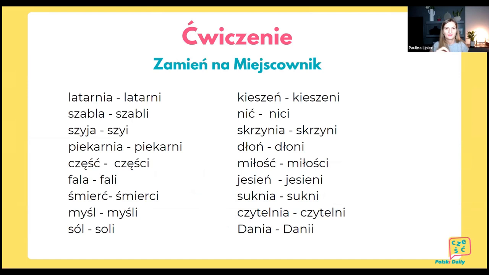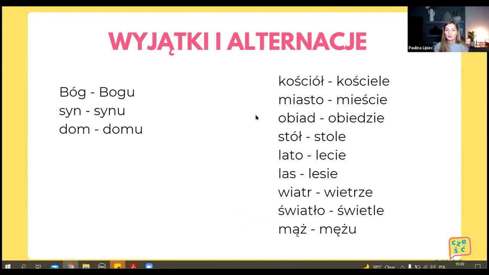And at the end, I have some exceptions and alternations for you. These three exceptions are, I think, the most common ones when you use a wrong, different ending than according to the rules. Probably because these words are very hard, they just got stuck in the language, and that's how we speak. Bóg Bogu, syn synu, dom domu. These are the locative forms.